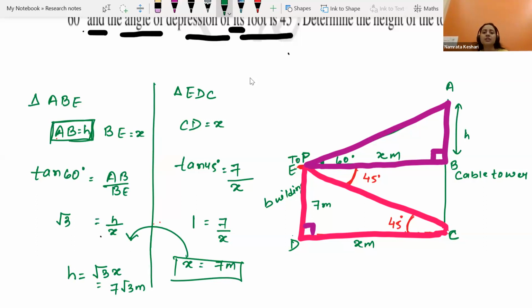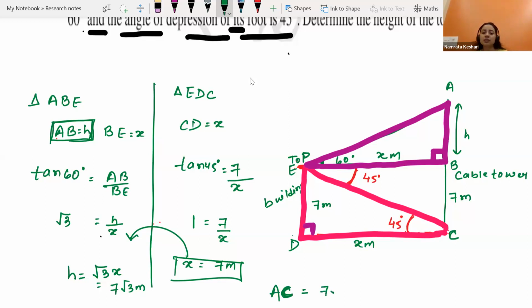So if this is 7 meters, this will also be 7 meters, right? It's just a rectangle. This much, just see the cursor, is a rectangle E, B, C, D. So if that is 7 meters, this will be 7 meters. The complete height AC of the cable tower will be h plus 7.